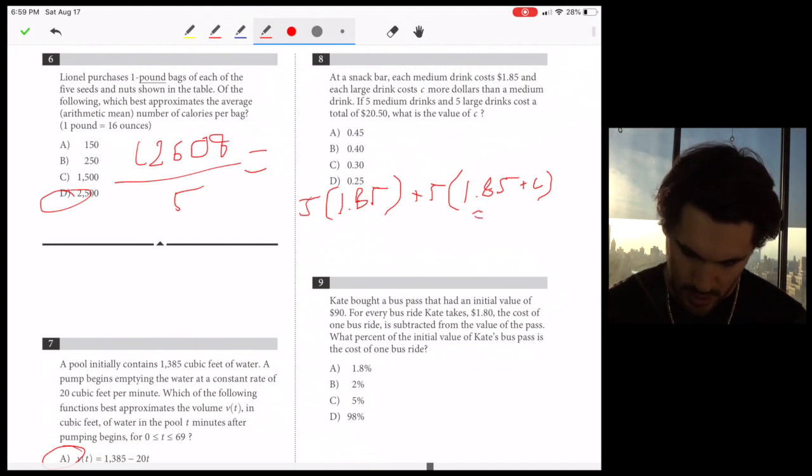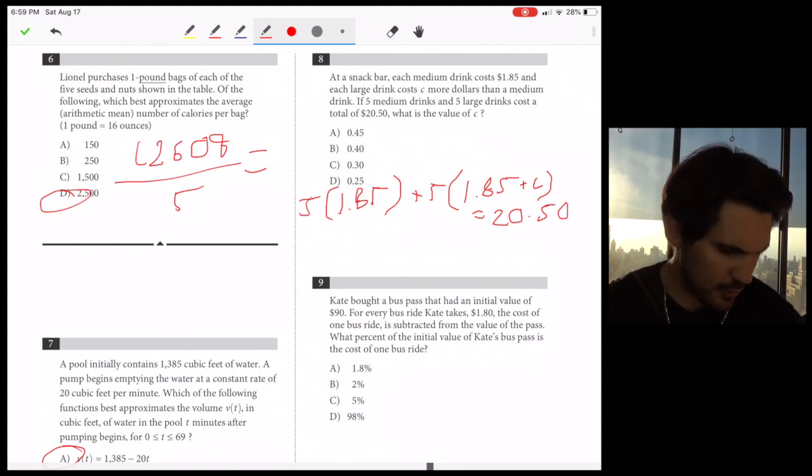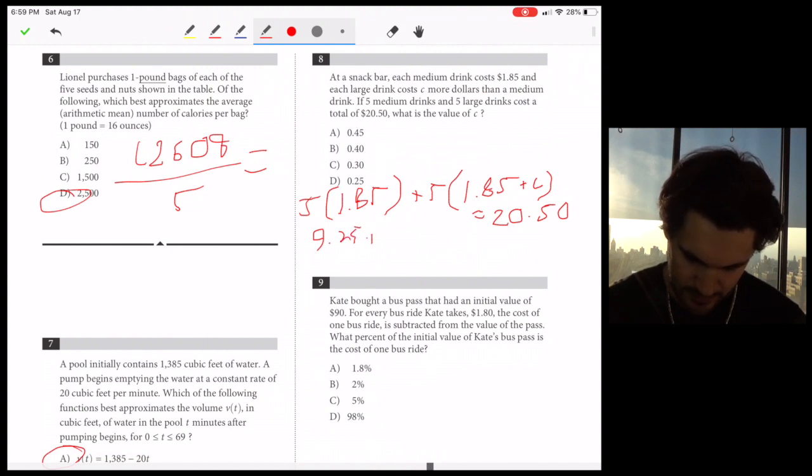equals 20.50. Beautiful. So 5 times 1.85, get your calculator out, is going to be 9.25. So 9.25 plus 9.25 plus 5C equals 20.50. So 18.5 plus 5C equals 20.50.